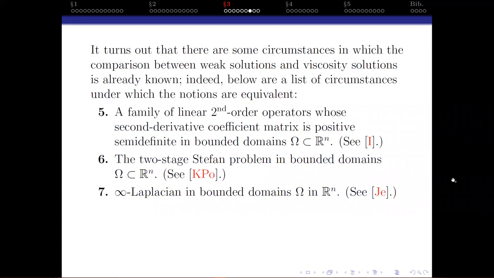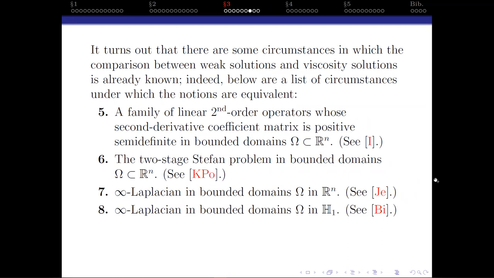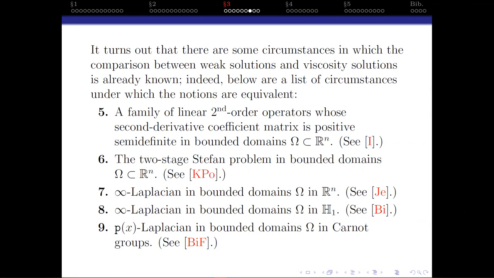And then there are a couple more that I'm familiar with more intimately. Infinity Laplacian in R^n, that's Jensen's work. Infinity Laplacian in bounded domains of the Heisenberg group H^1, that's Dr. Bieske's work. And then the p(x)-Laplacian in bounded domains in Carnot groups. Now, that's Bob Freeman's work, along with Tom, along with Dr. Bieske. All of these are cases where the solutions end up being the same.